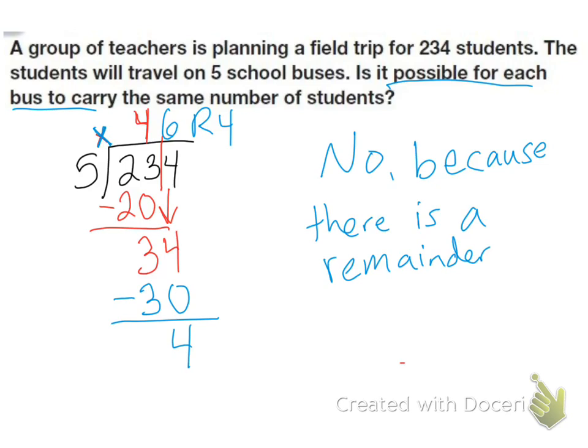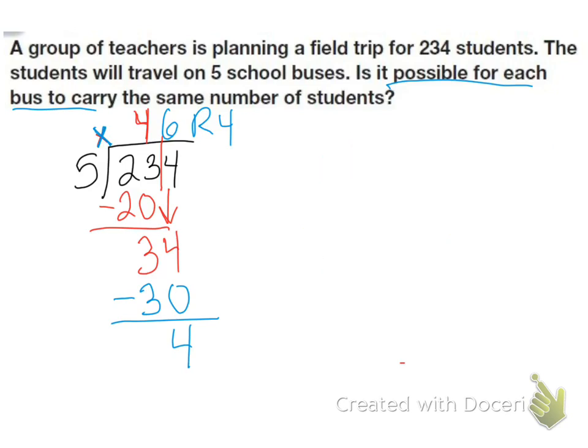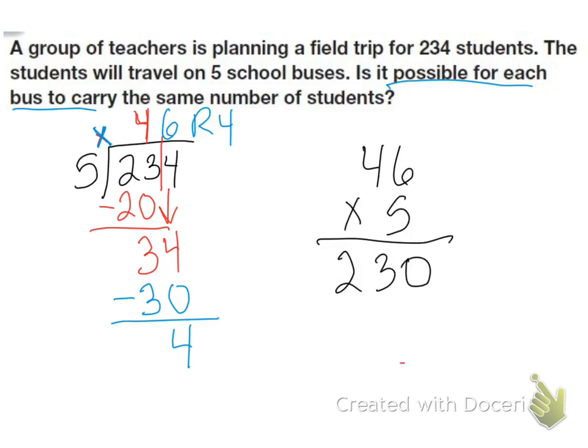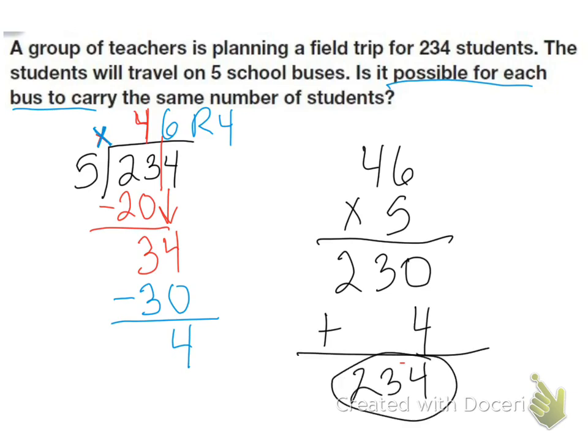To check our division problem answer, we can do it in 2 steps. The first step would be to multiply 46 times 5, which would be 230, and then I would add the remainder. So I'd add 4, and that equals 234, which is the same as the answer here. So I know I did my problem correctly.